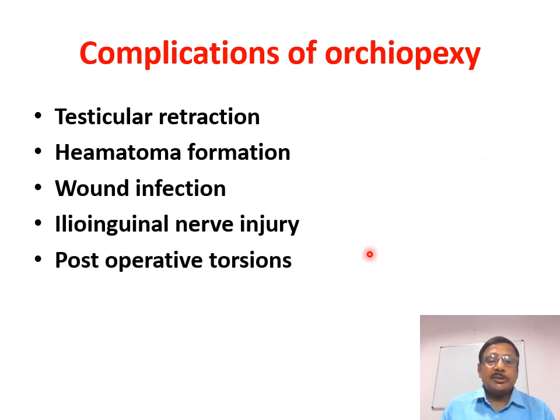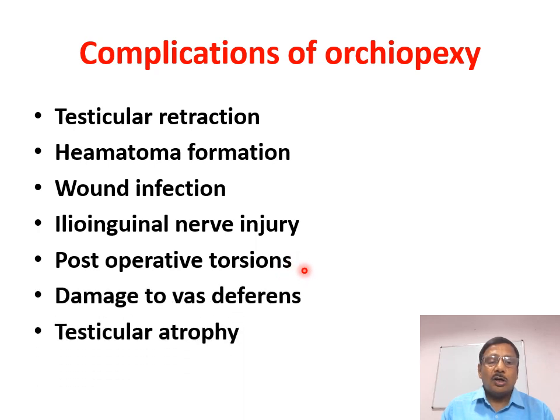And then injury to the ilioinguinal nerve, or you have not fixed it properly, there is a post-operative torsion, or you have damage to the vas deferens, or you have damage to the vessels, then there will be development of testicular atrophy. So all these complications can occur if you have not done orchiopexy carefully.